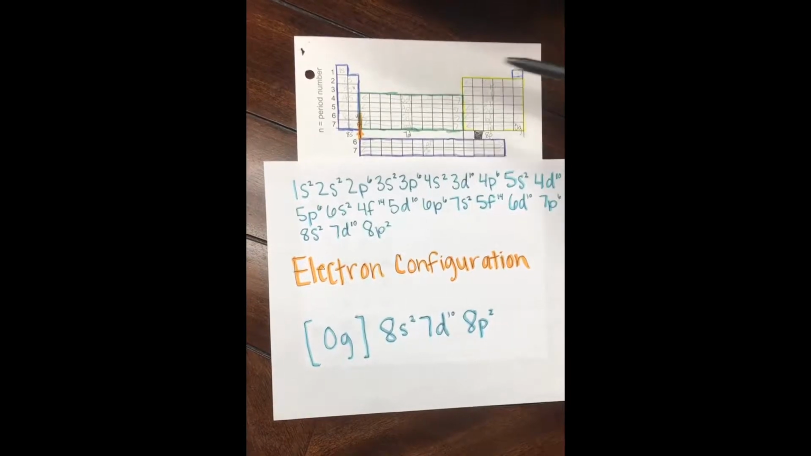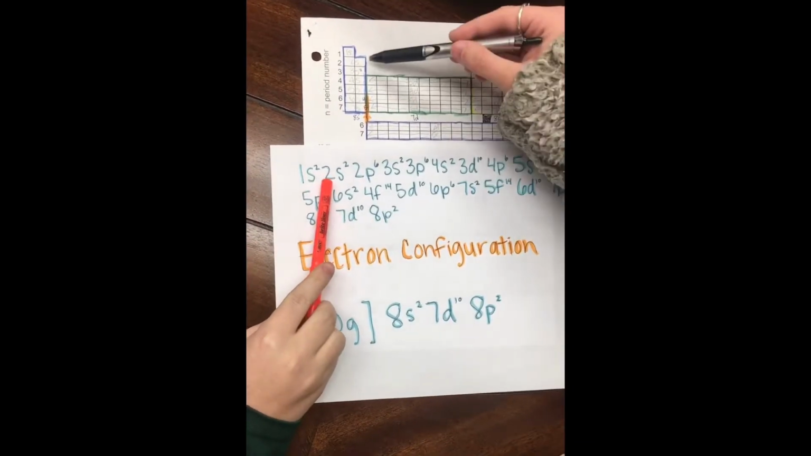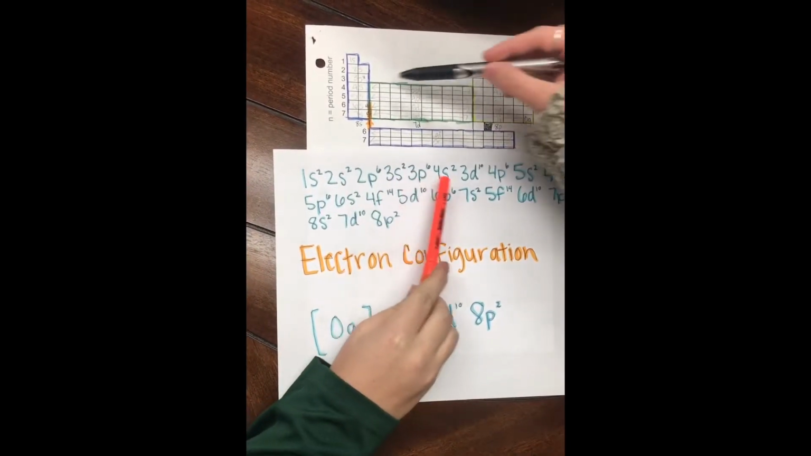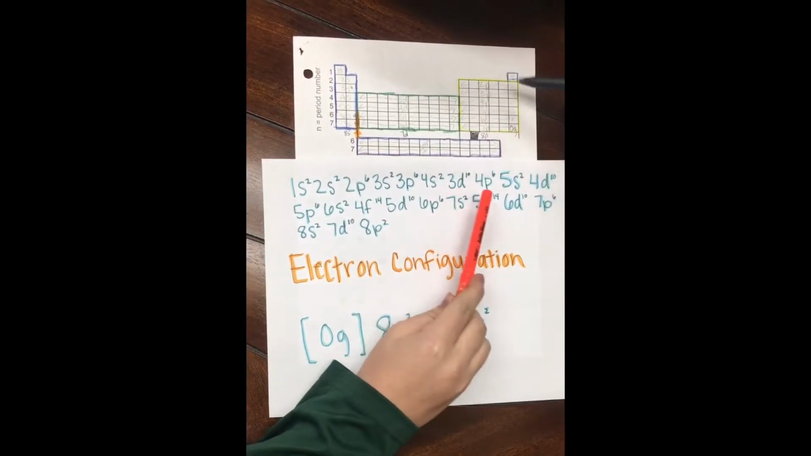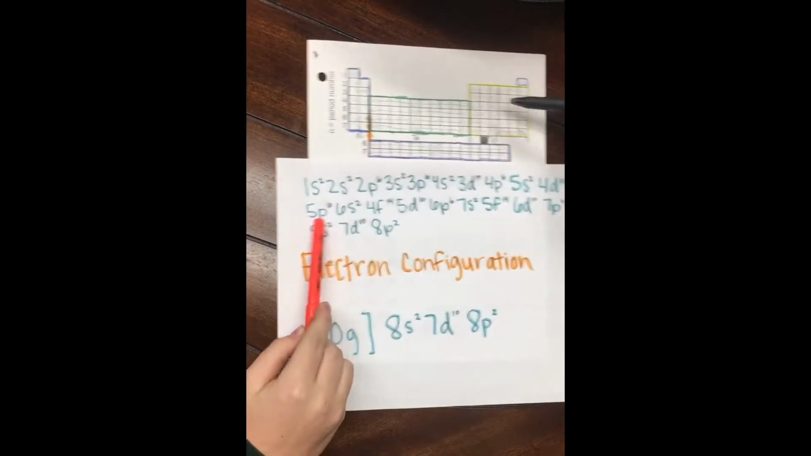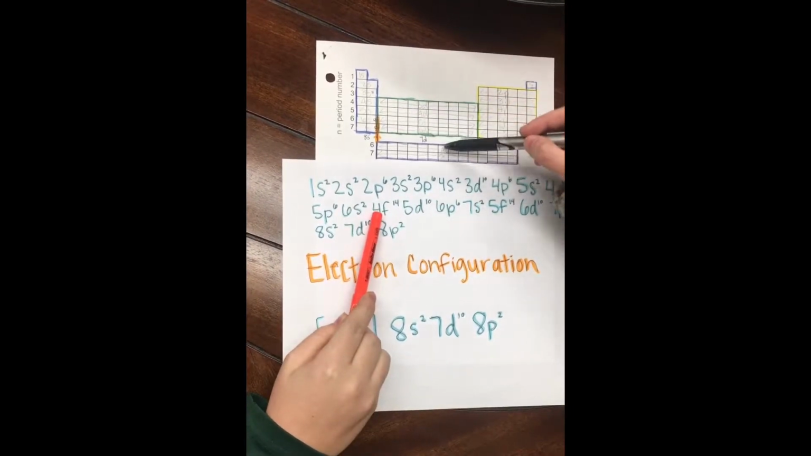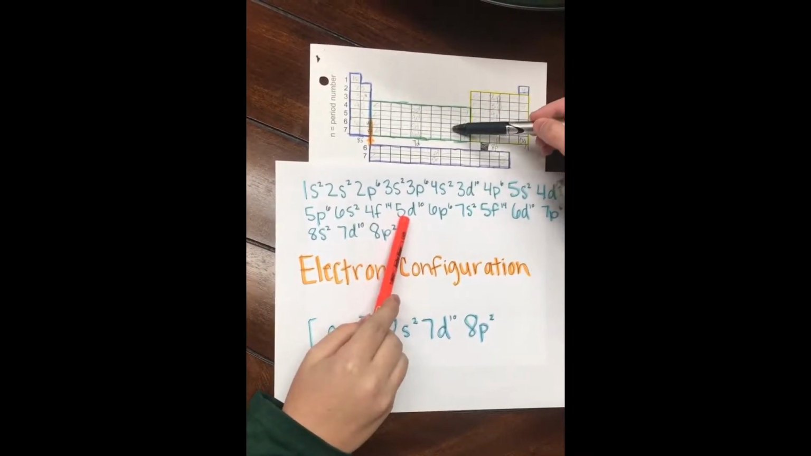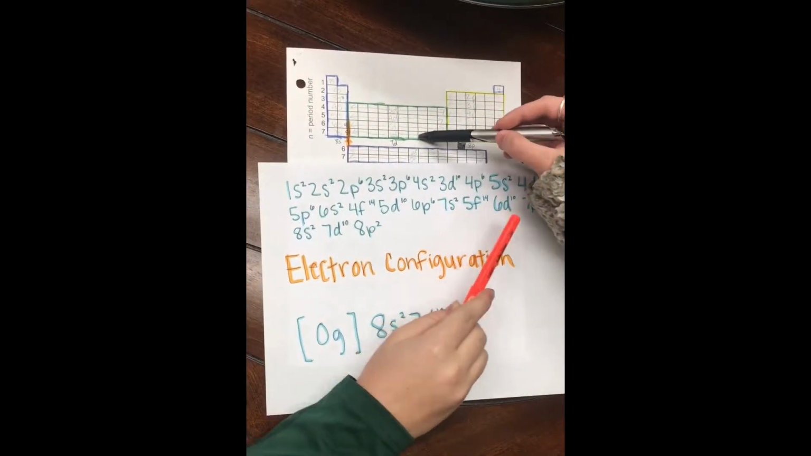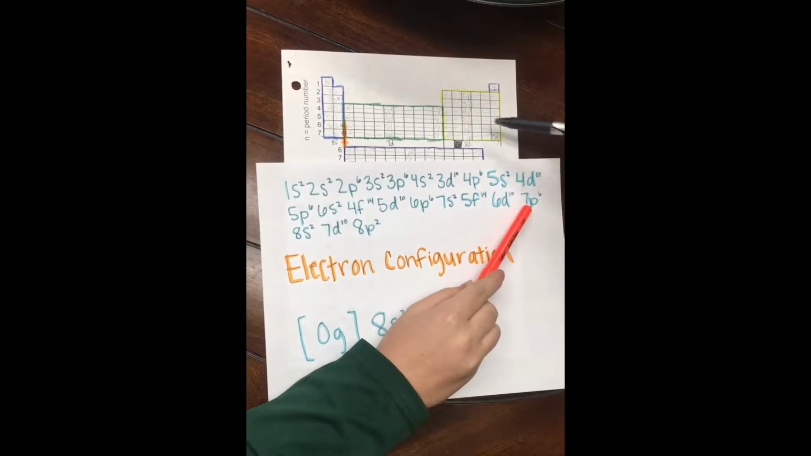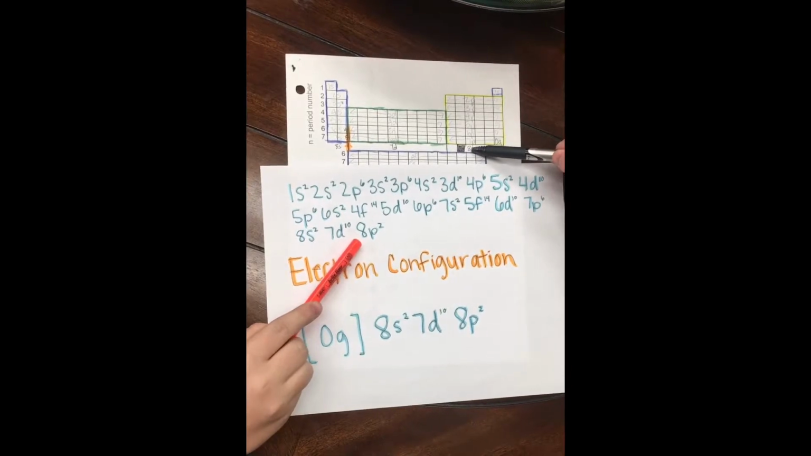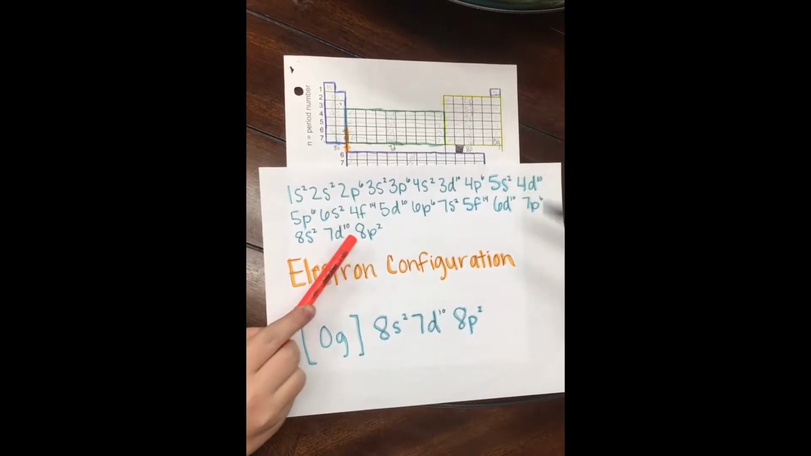So its electron configuration starts at 1s2, then to 2s2, then to 2p6, 3s2, 3p6, 4s2, 3d10, 4p6, 5s2, 4d10, 5p6, 6s2, then to 4f14, then back to 5d10, to 6p6, to 7s2, then to 5f14, back to 6d10, to 7p6, then we added 8s2, 7d10, and 8p2 is the last block for our element.